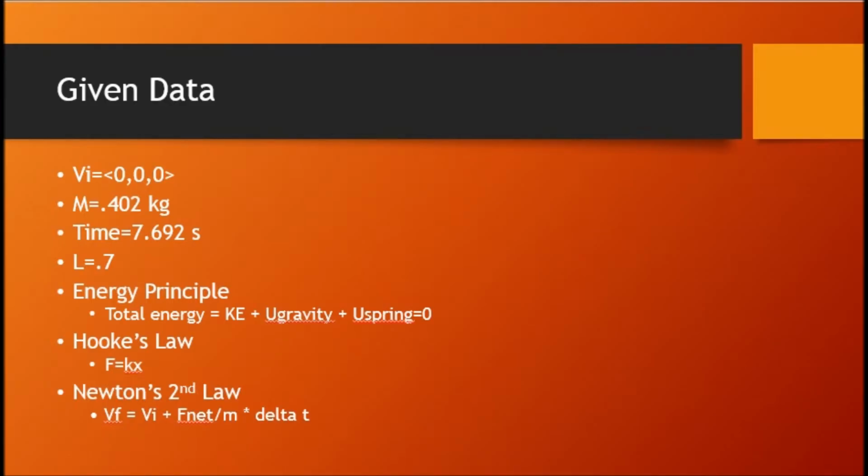The given data in this experiment are: the initial velocity is 0, the mass of the block attached to the spring is 0.402 kilograms, the total time is 7.692 seconds, the length of the spring is 0.7 meters. We want to use the energy principle, which is total energy equals kinetic energy plus the potential energy of gravity plus the potential energy of the spring equals 0. Hooke's law, which is force equals stiffness times displacement, and Newton's second law.